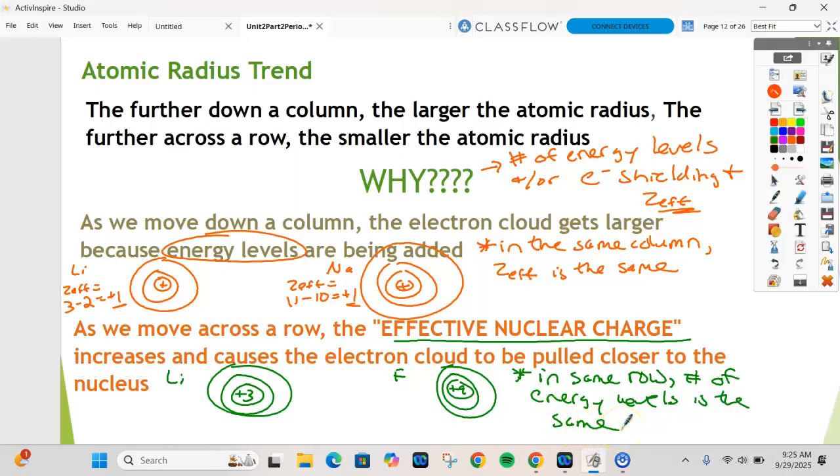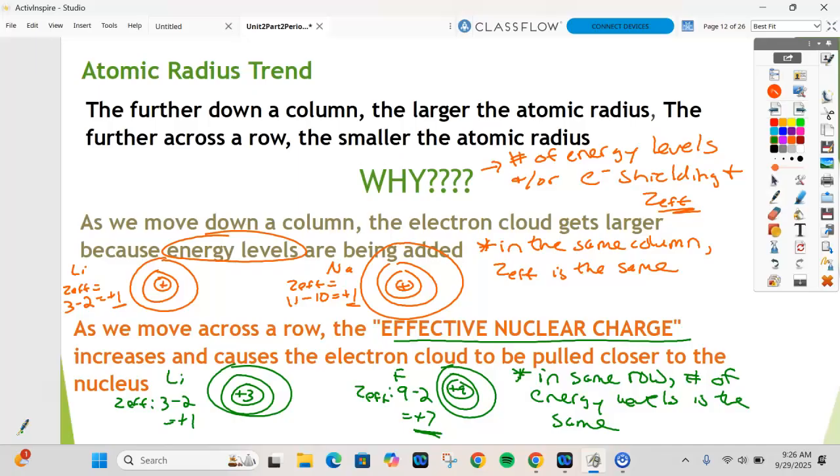But the ZeFF for lithium would be its 3 protons minus its 2 shielding electrons, so it would be a +1. Whereas for fluorine, its ZeFF is going to be 9 protons minus its 2 shielding electrons, so it's going to be a +7. Since +7 is greater than +1, the electrons are more attracted to the nucleus because the nucleus has a bigger charge.